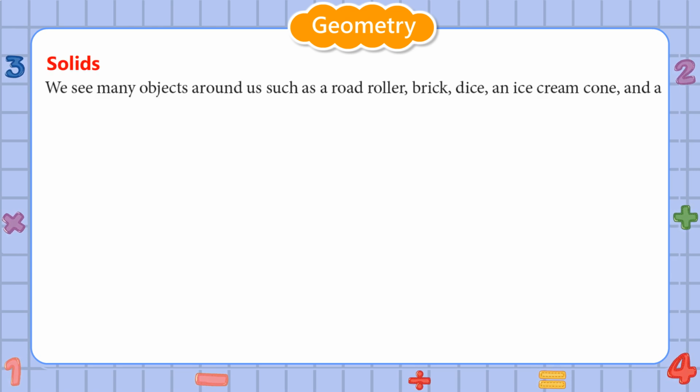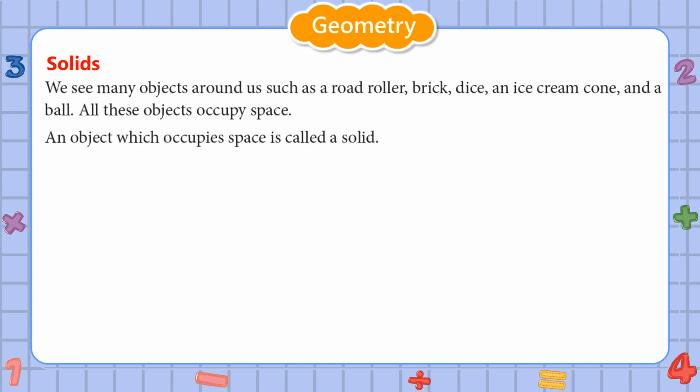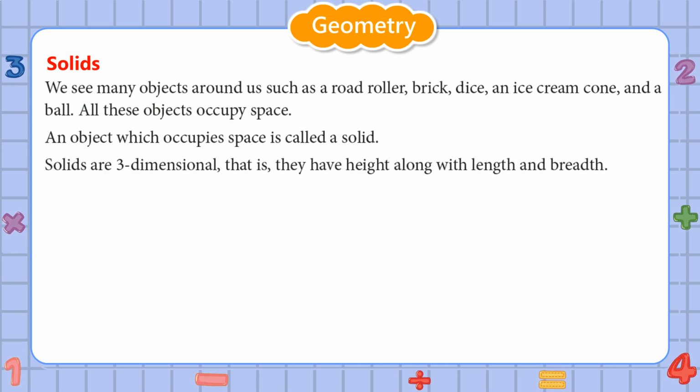Solids. We see many objects around us, such as a road roller, brick, dice, an ice cream cone, and a ball. All these objects occupy space. An object which occupies space is called a solid. Solids are three-dimensional. That is, they have height along with length and breadth. Some common solids are given below.